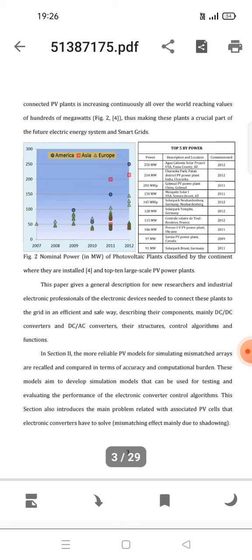The more reliable photovoltaic models for simulating mismatched arrays are recalled and compared in terms of accuracy and computation. These models aim to develop a simulation model that can be used for testing and evaluating the performance of electronic converters and control algorithms. This section also introduces the main problem related to associated PV cells that electronic converters have to solve efficiently: mismatching, mainly due to shadowing.